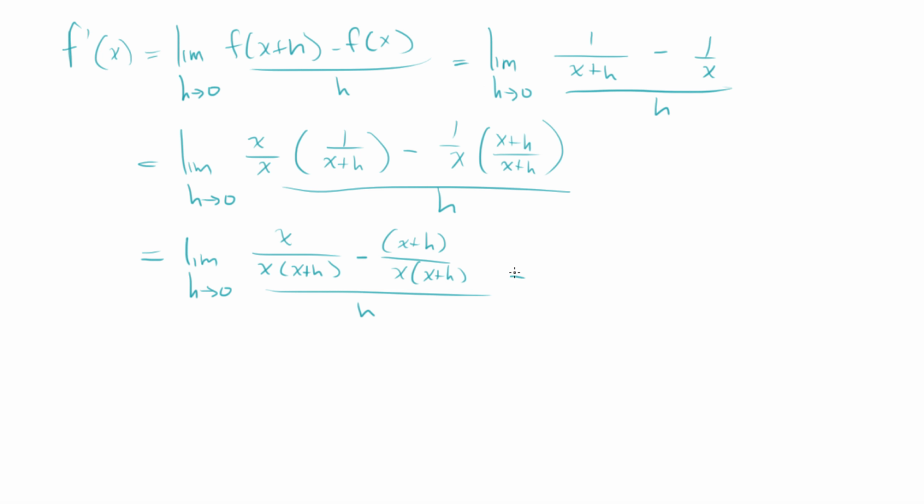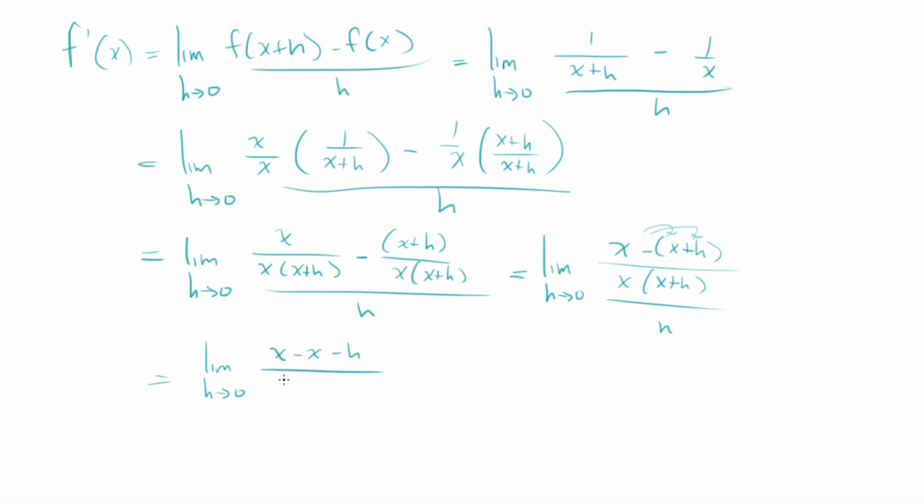Now that you have a common denominator, you can write them in one denominator. So you're going to have x minus x plus h over x times x plus h over h. We distribute the negative. You're going to have the limit when h approaches 0 of x minus x minus h over x times x plus h. Now, when you have a fraction over another fraction, you multiply by the reciprocal of the fraction in the bottom. So in this case, 1 over h.